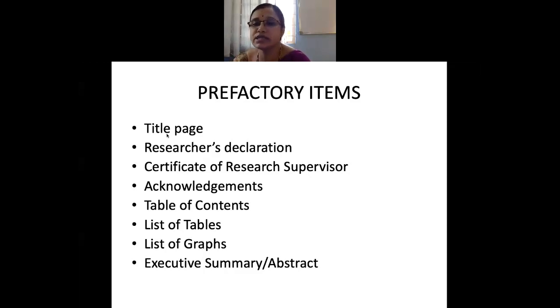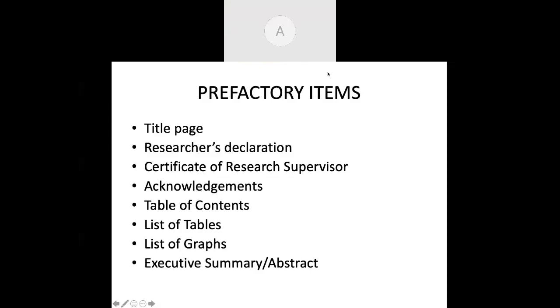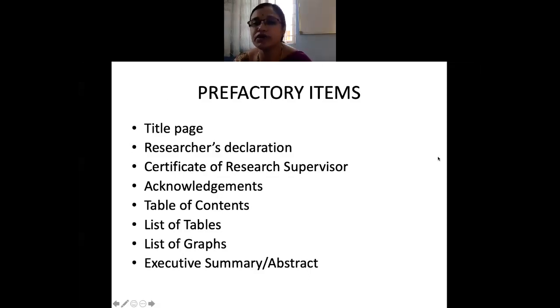Now, the second important thing, the body of the report. The body of the report is most important.